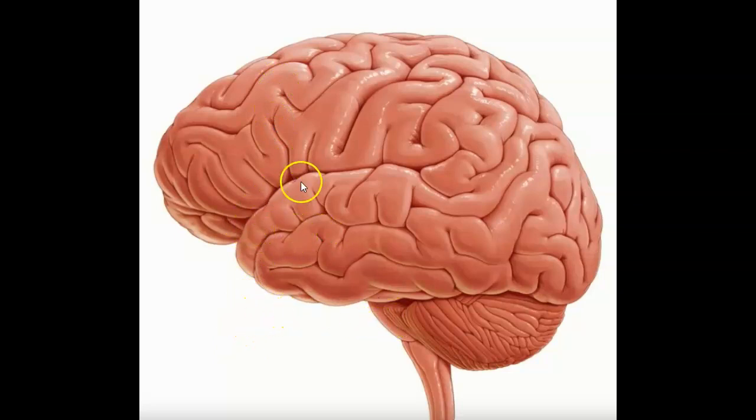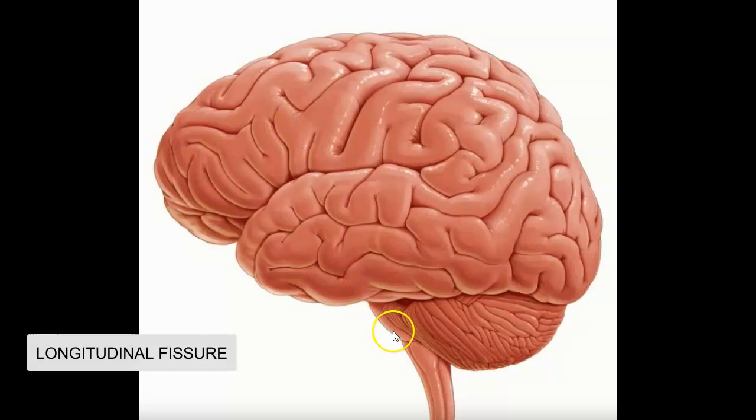Here we have the lateral fissure. Fissures are almost a variation of sulci. The only difference is fissures tend to be a little bit bigger. So you have one right here, the lateral fissure, and then you have one up here that separates the brain into a left and right cerebral hemisphere, called the longitudinal fissure.